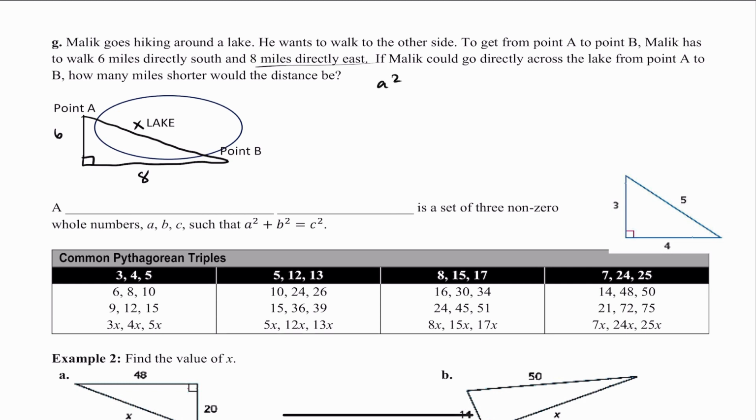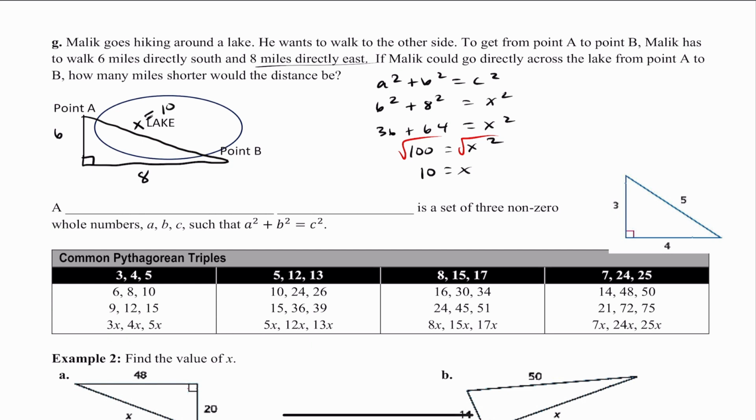So using a squared plus b squared equals c squared, I can plug everything in. So I have 6 squared plus 8 squared equals x squared. So 6 squared is 36 and 8 squared is 64. I equal that to x squared. 36 plus 64 is 100. Again, equal that to x squared. Take the square root on both sides. So you get 10 equals x. So from point A to point B, if he's walking diagonally just like so, that would be 10 miles long.